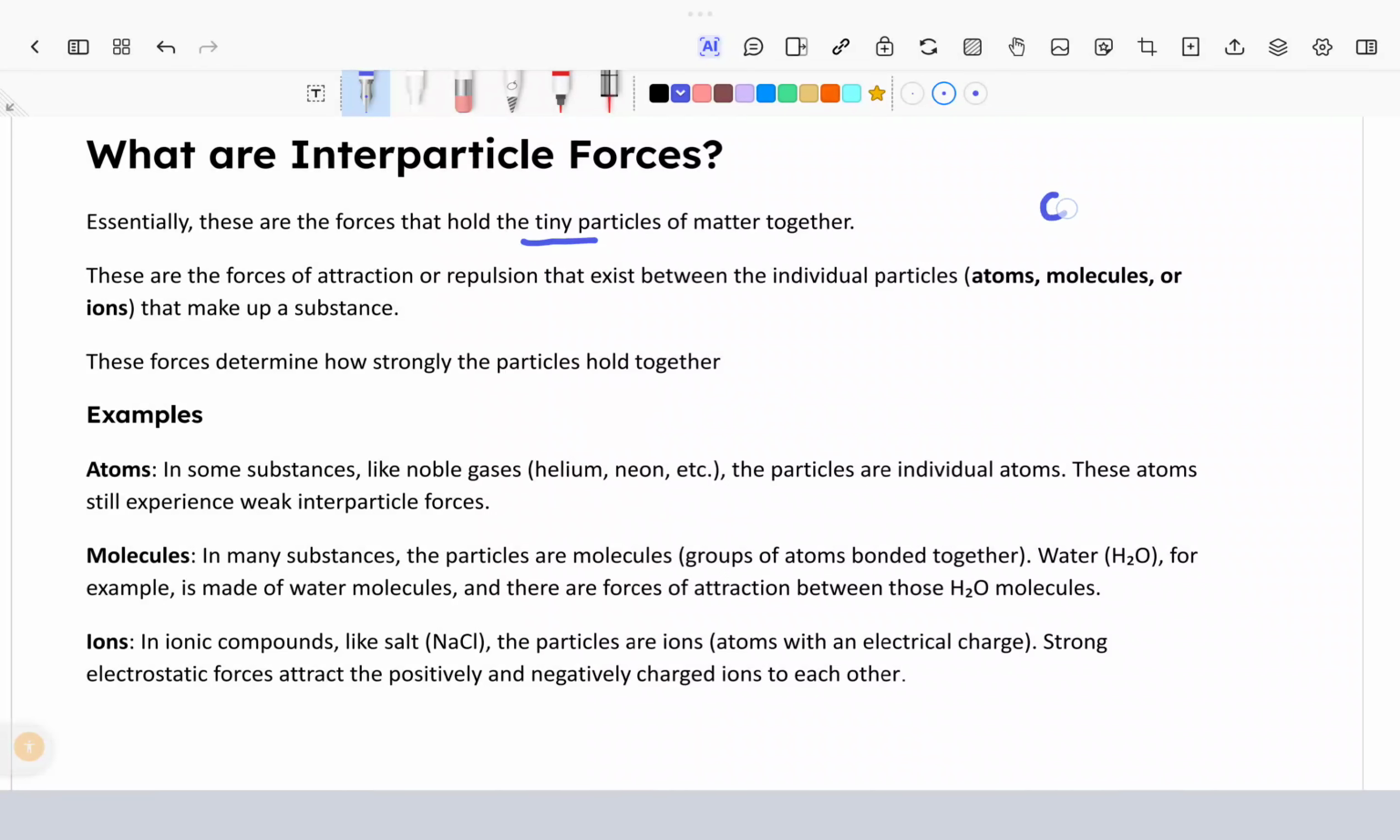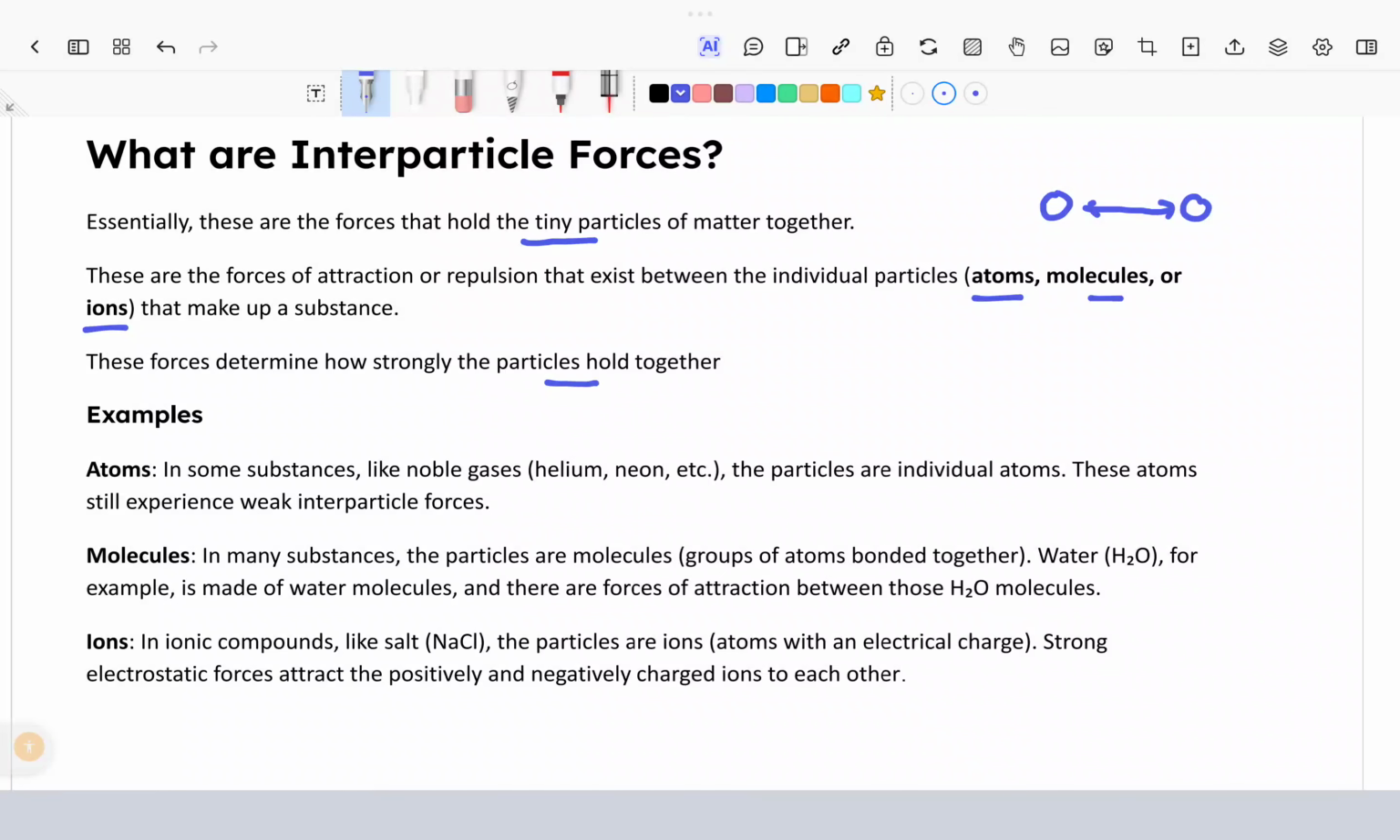For example, if this is an atom, this is another atom, so there will be a force of attraction between the two. Now, these are the forces of attraction or repulsion that exist between the individual particles of atoms, molecules, and ions that make up a substance. These forces determine how strongly the particles are held together. So, stronger the forces, more strongly the particles will be held together.